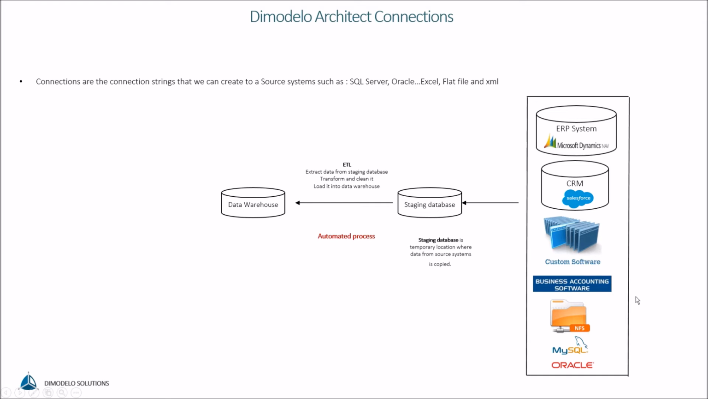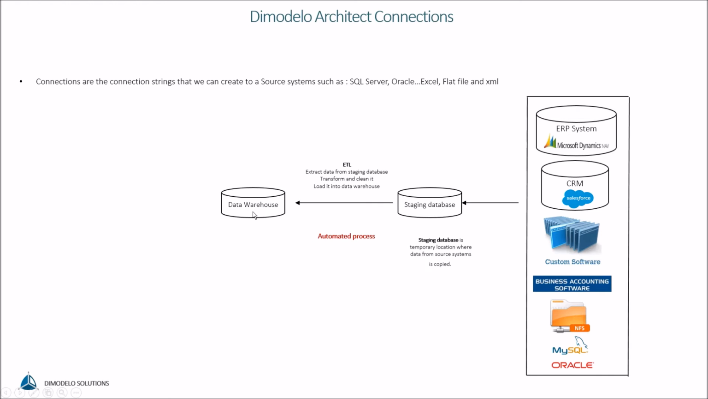So the Dimodelo Architect will grab all the data from these transactional systems, from the file systems that you have in the organization, and from different database platforms. And it will move the data into a staging database that will be designed by you or any developer within the organization. And you will also design the dimensions and fact tables for your data warehouse.